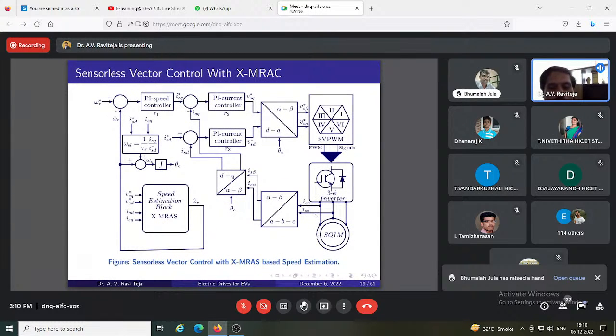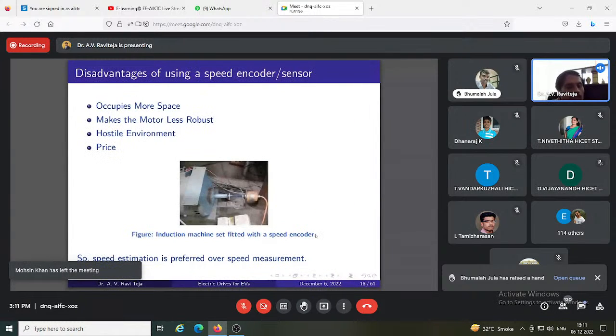So to avoid this problem, we developed an estimation technique, speed estimation. We are estimating the speed based on voltages and currents, and this speed is used for the closed loop control of the induction motor. So if I use the speed from the estimator, I no longer need a sensor or the encoder. Thereby, all these disadvantages can be overcome.